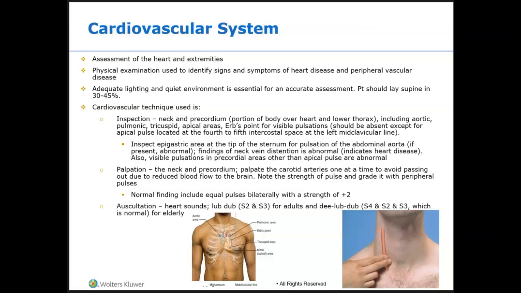The techniques used for cardiovascular assessment are inspection, palpation, and auscultation. Necessary equipment includes your sphygmomanometer, your watch with the second hand, and the bell and diaphragm of your stethoscope. Inspecting the extremities for color, temperature, lesions, continuity, venous patterns, and edema. Normally, there are no rashes, no ulcers, no edema, no varicosities or venous patterns in the lower extremities.